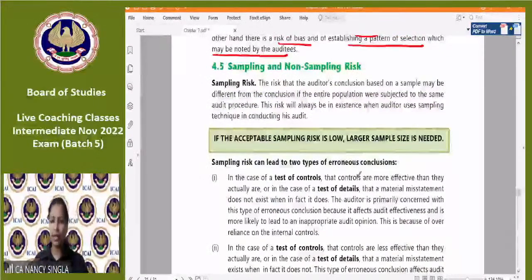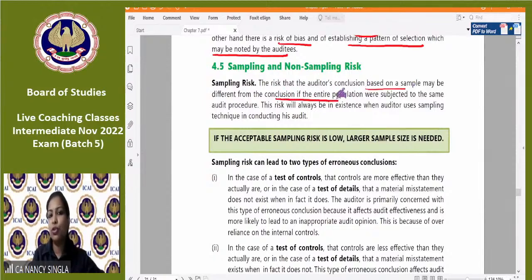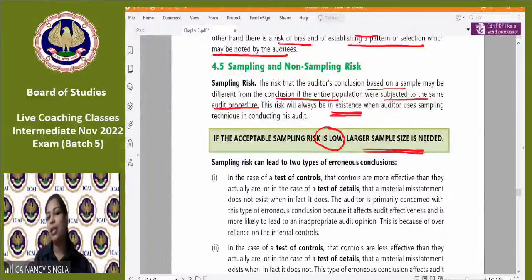Sampling risk क्या होता है? The risk that the conclusion based on the sample is different from the conclusion if the same audit procedures were applied on the entire population, and it will always exist. हमेशा ही रहेगा. उसको थोड़ा सा low कैसे कर सकते हैं? By taking a larger sample size.